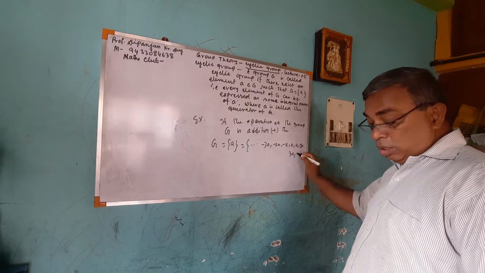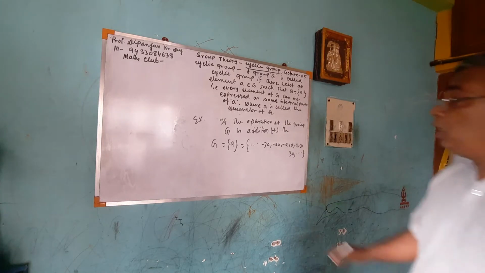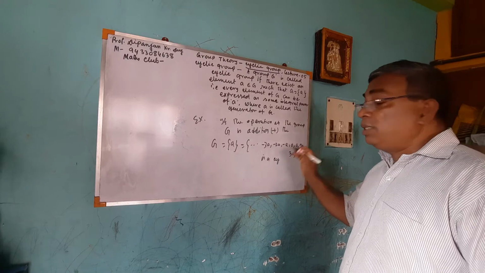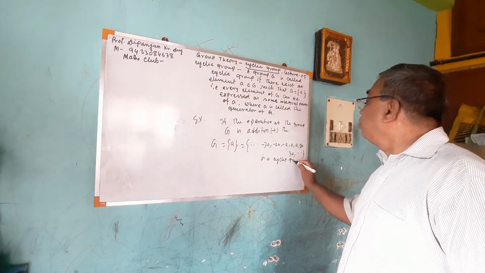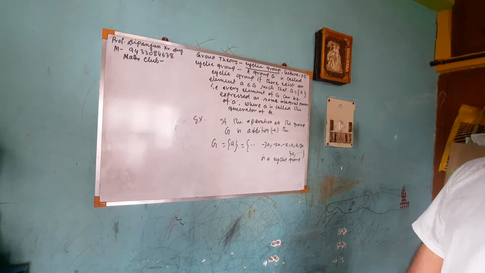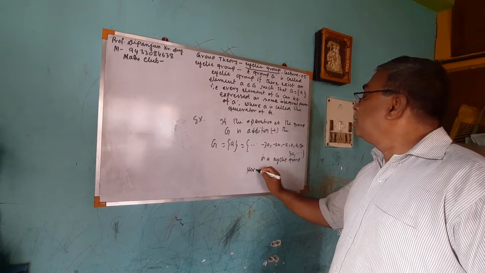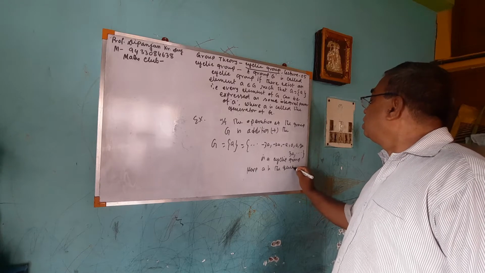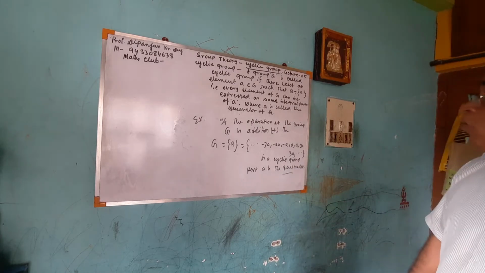This is a cyclic group under addition. Here a is the generator. Be careful, it is a cyclic group under addition.